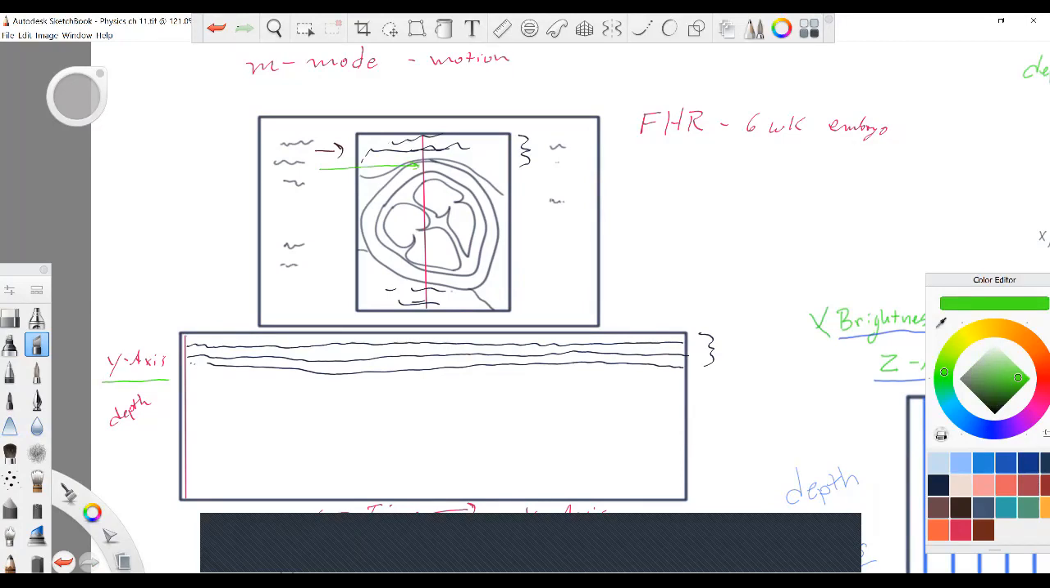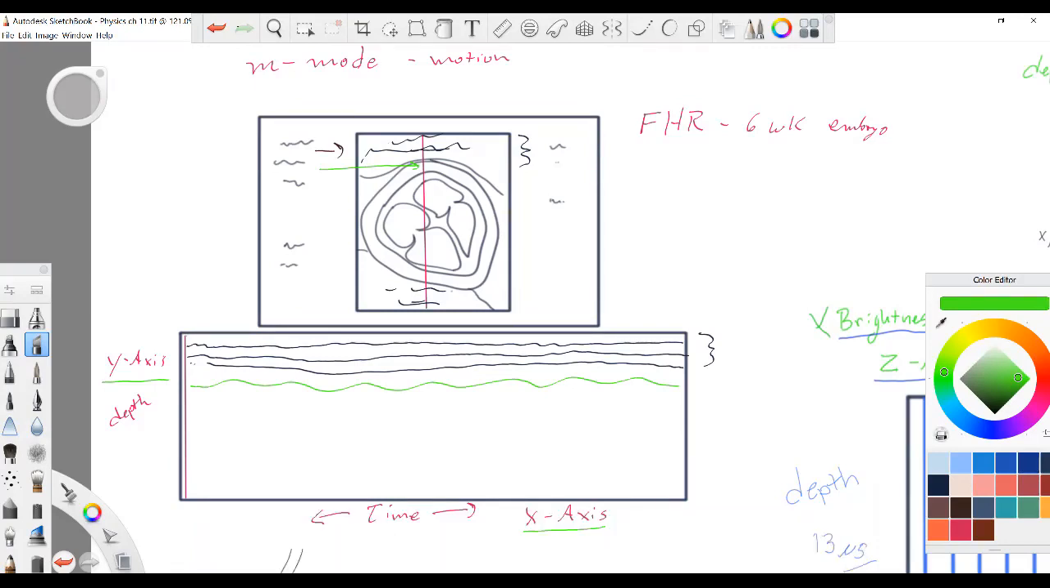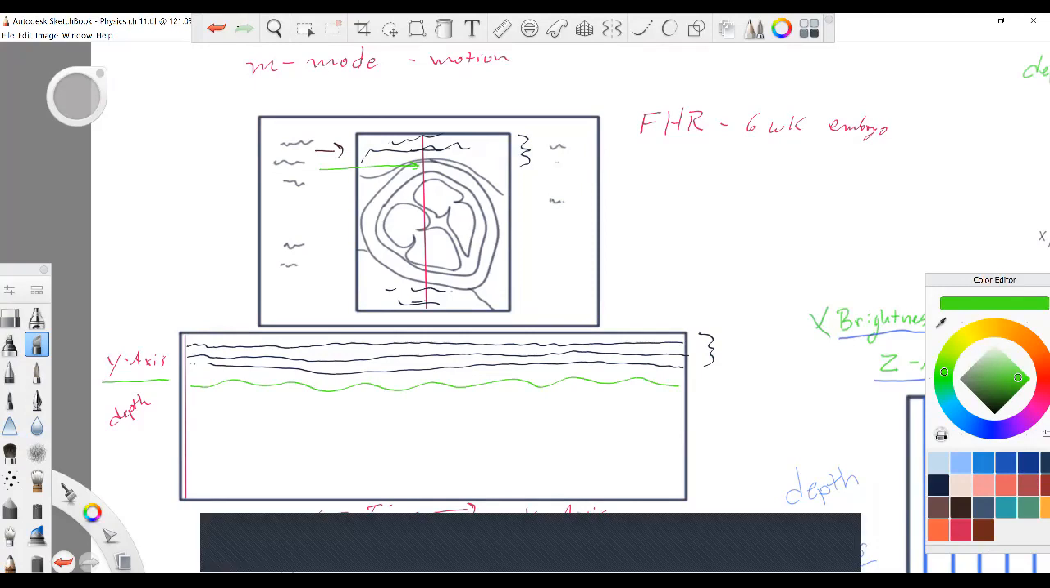Then, let's be very specific here, we get to the wall of the heart, and I'll draw this in green. What does that mean? If you're looking at the wall of the heart and the heart is beating, obviously the wall is moving back and forth. That's obvious. We all know that. What this is showing is back and forth and back and forth, drawn out over time.